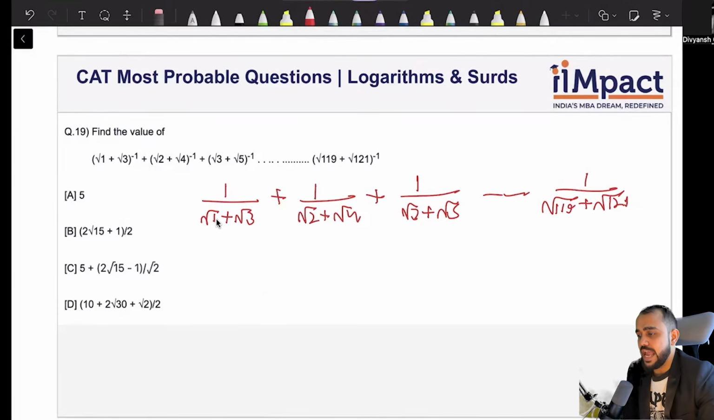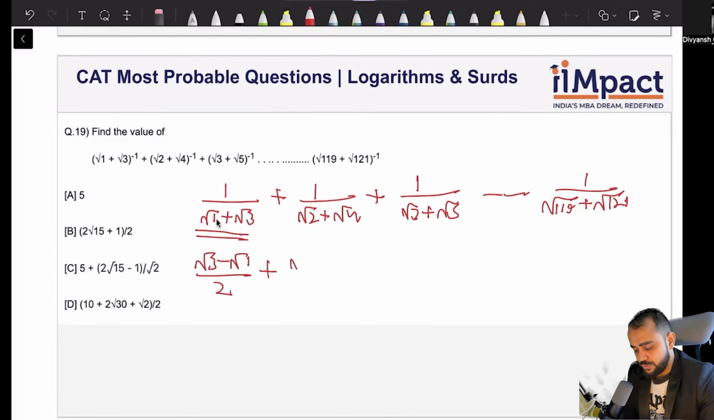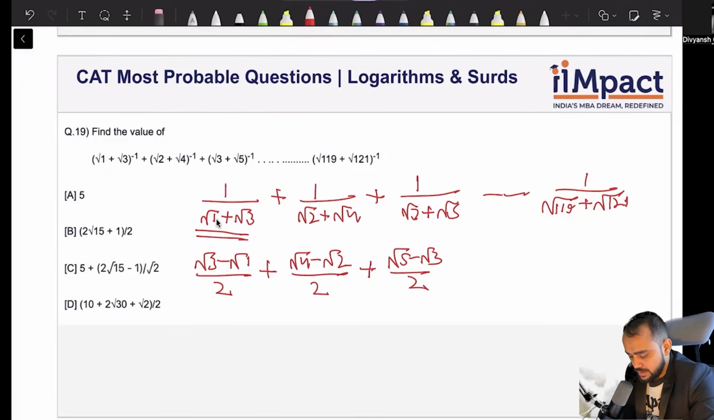You have n different fractions getting added. The question hints that it should be something that you can add. Now you can't add fractions to each other if the denominator is not the same, which means I should be able to make the denominator the same. So how do I do that? I multiply each with the conjugate pair. I will get root 3 minus root 1 upon root 3 square minus 1 square, which is 2, plus root 4 minus root 2 upon root 4 square minus root 2 square, which is 2. The next will be root 5 minus root 3 by 2, and this will keep on going.